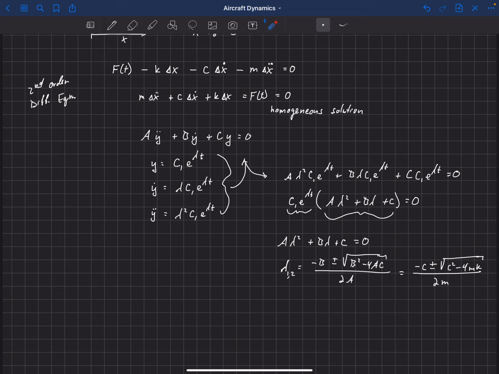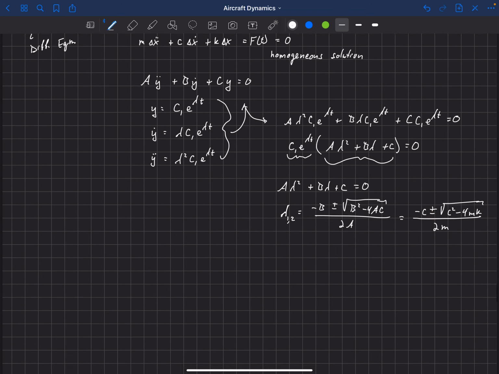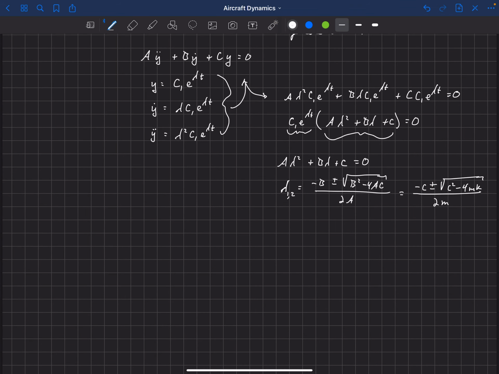So there are three different characteristic things that could come out of this. So let's look at what those would be. So this lambda 1 and lambda 2, these are what are called our eigenvalues. And the eigenvalues, in our case we've got a lambda 1 and a lambda 2, tell us about the dynamics of the system, what the dynamics are going to be like.